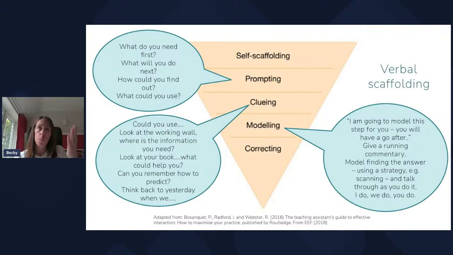We start from the top before going down through the model to correcting. So start from the top. Can they self-scaffold? Providing them with wait time. If they can't, let's provide them with a prompt. And then if they can't do that, again, waiting time in between, can we provide them with a clue? So supporting staff to do that.